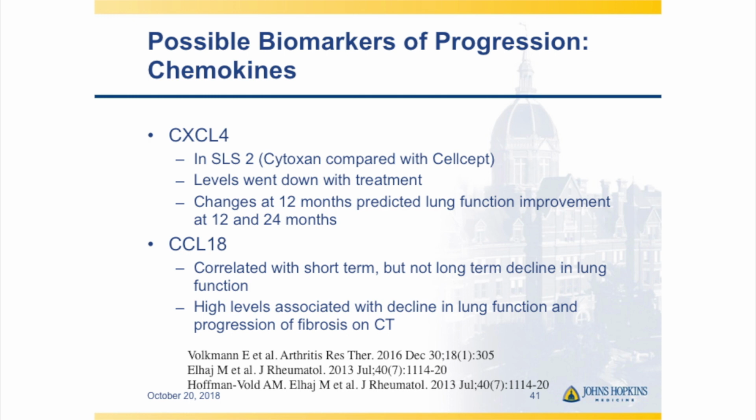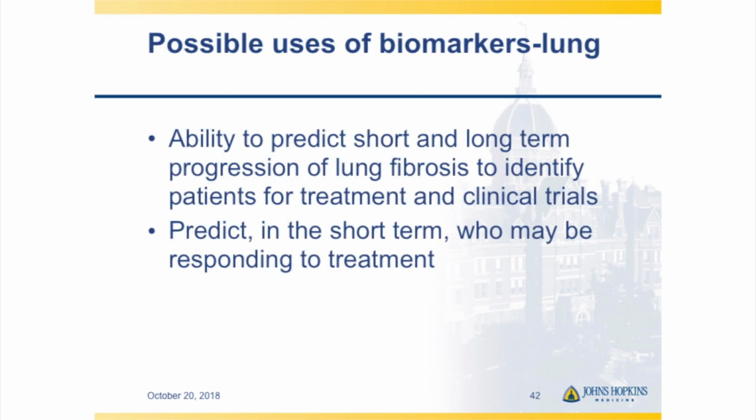Another chemokine called CCL18 correlated with short-term but not long-term decline in lung function, but high levels associated with decline in lung function and progressive fibrosis on CT in another study. So just so you know, most of these trials that are going on for lung disease now are examining some of these biomarkers, because as we again get therapy that we think is effective, understanding what happens to these biomarkers during the course of the trial are really going to help us going forward to know who's going to progress and who's going to respond to therapy.